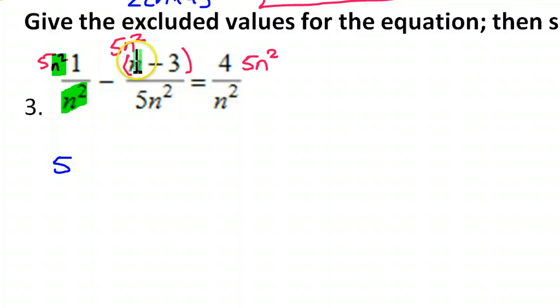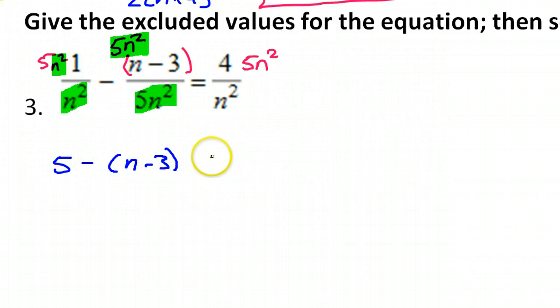Now on this next one, the 5n squared is going to cancel out the 5n squared. Now that's going to leave the n minus 3. Now be careful. See how I put parentheses around it because it's a binomial? Yeah, that's important, because we're going to have to distribute that negative sign. Alright, so don't forget to do that.